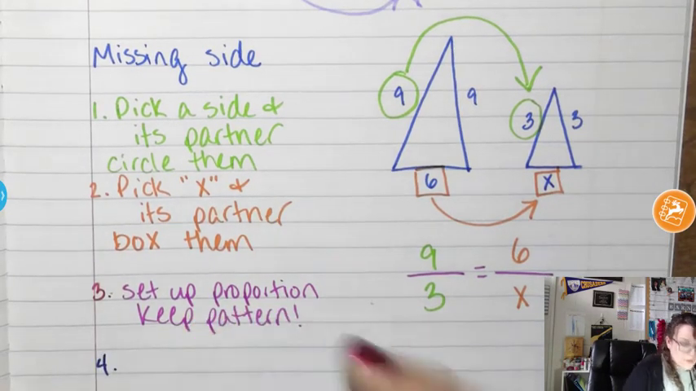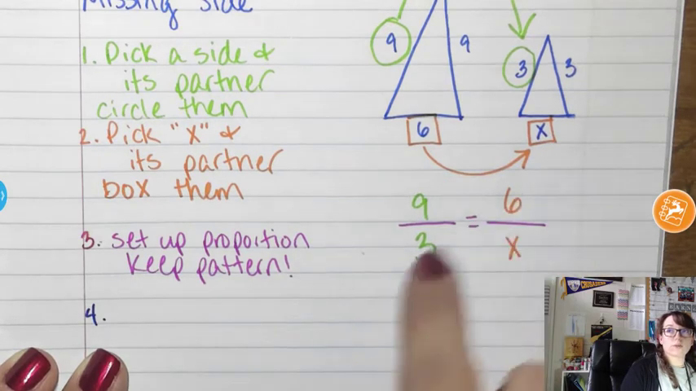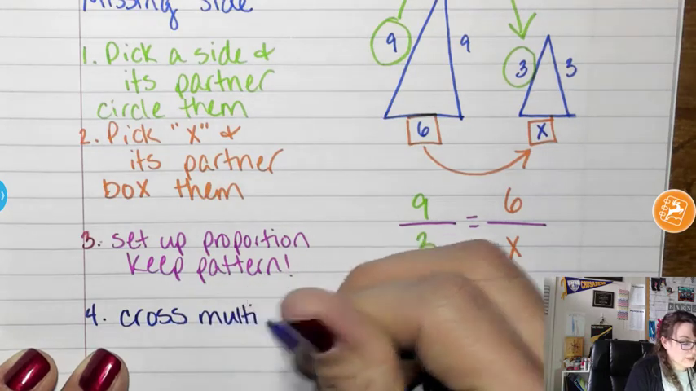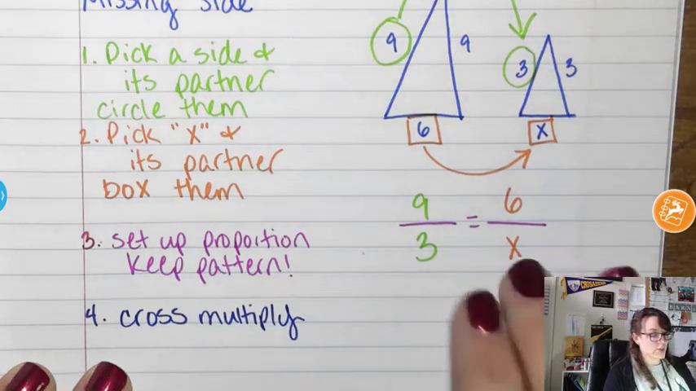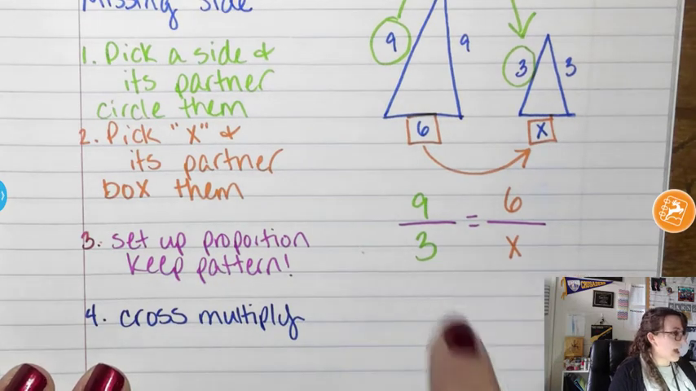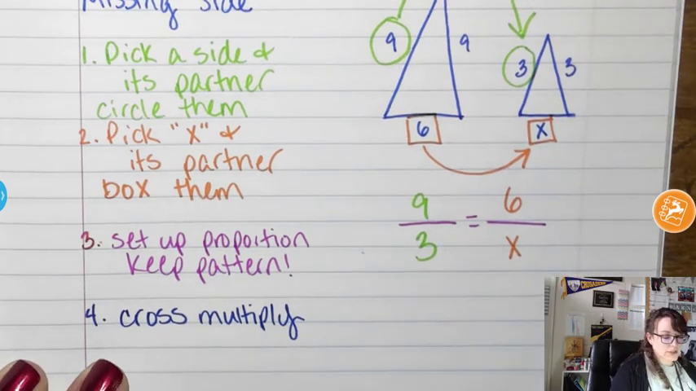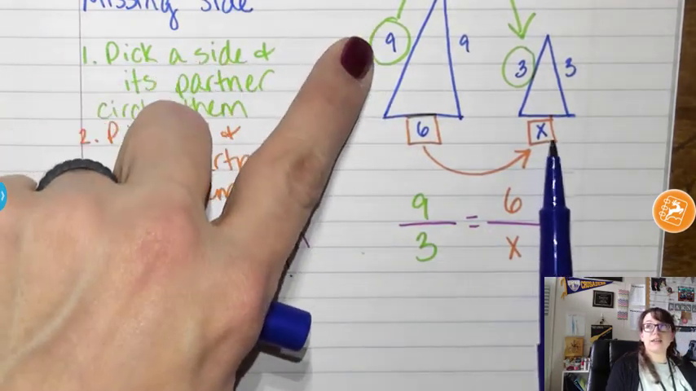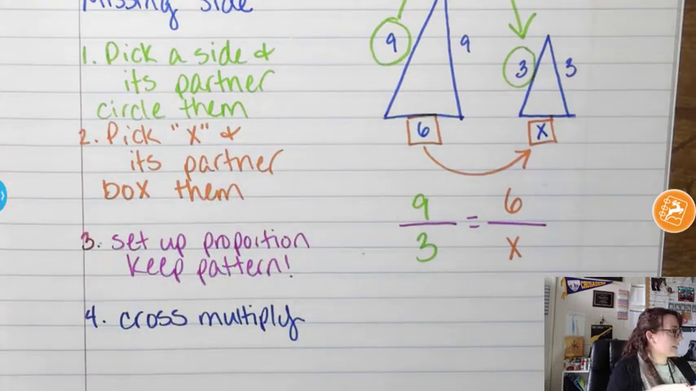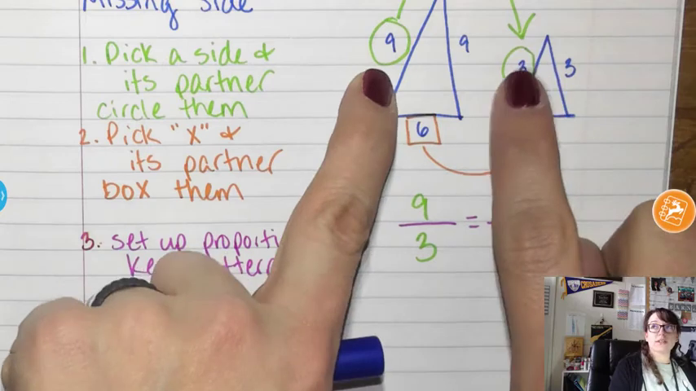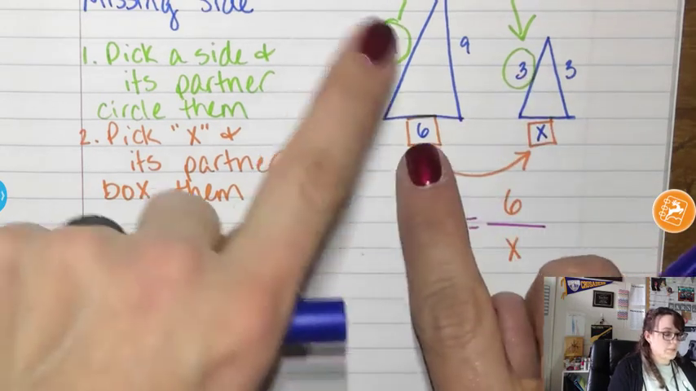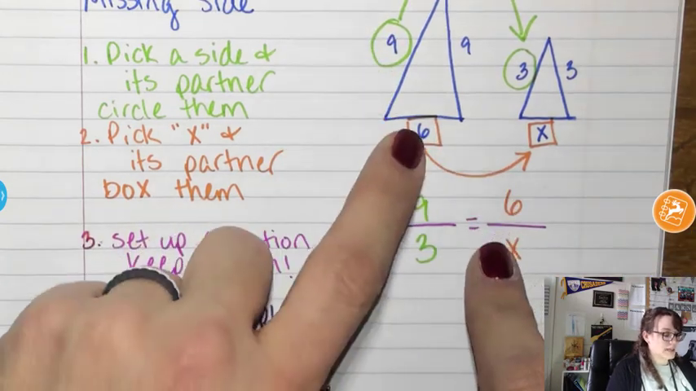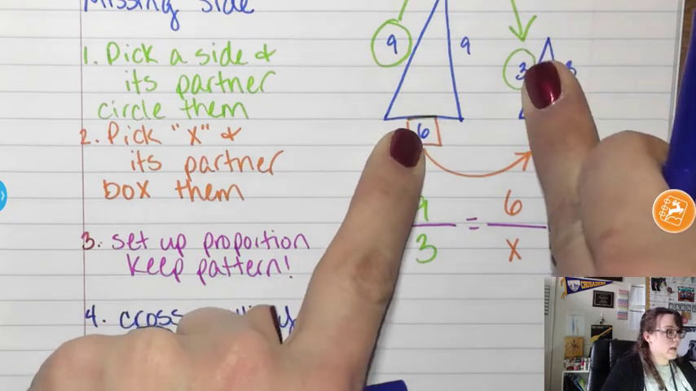Cross multiply and then divide. Does it matter what order you put them in? No. As long as you have a pattern that works, they have to be matched up with something they have in common. So you can't put 9 and X together because this is the long side and this is the short side. They don't have anything in common. This is long side, this is long side, so they have that in common. These are both on the big triangle, so they have that in common. But you can't set up 6 with 3 because they don't have anything in common.